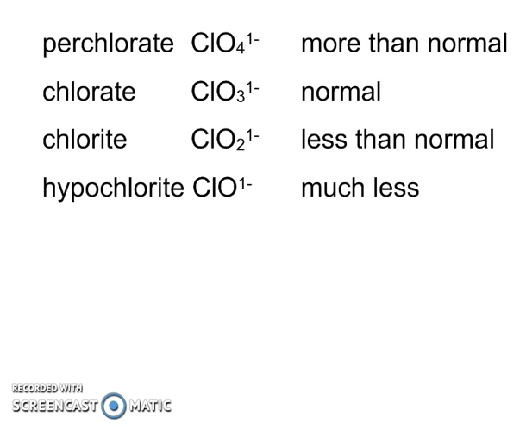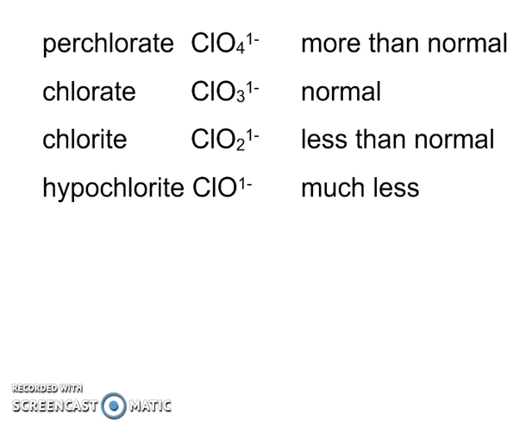It makes a little bit more sense if I arrange these in sequence. Perchlorate is more than normal oxygen. Chlorate is normal amount of oxygen. That's going to be 3 O's in the ClO3-. We get that from understanding that chlorate is an outi-ate off the periodic table. Chlorite is less than normal oxygen, so we're going to have 2 O's. And hypochlorite is much less than normal oxygen, so it's just going to be 1 single O.